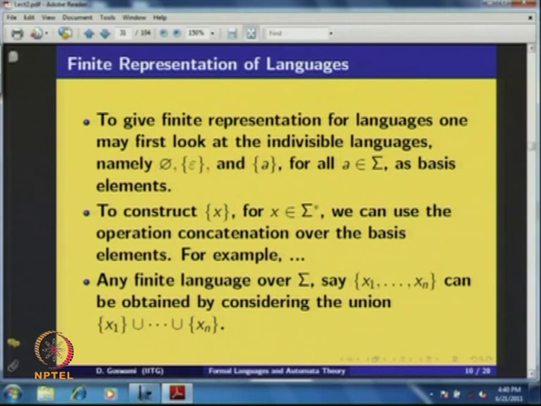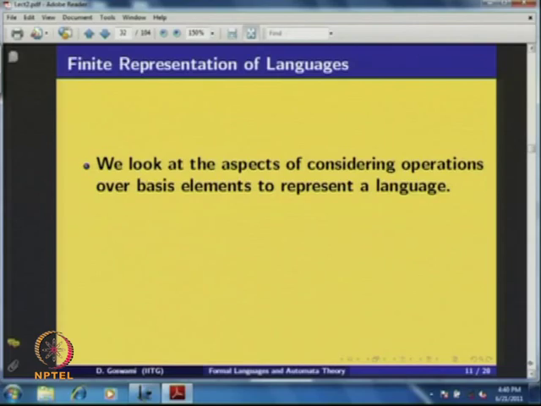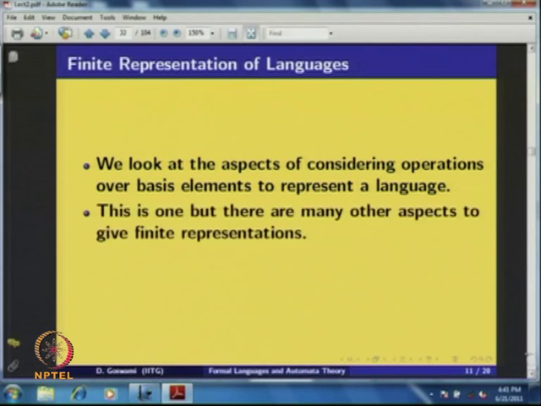Any finite language over sigma, say x1, x2 up to xn, where each xi is a string over sigma star, can be obtained by considering the union of these singleton elements x1 union x2 and so on. That means we can consider the operations Kleene closure, concatenation and union to apply on the basis elements to construct any kind of languages. Now we look at the aspects of considering operations over basis elements to represent a language. This is one of the aspects, but there are many other aspects to give finite representation. We will consider those aspects later on.